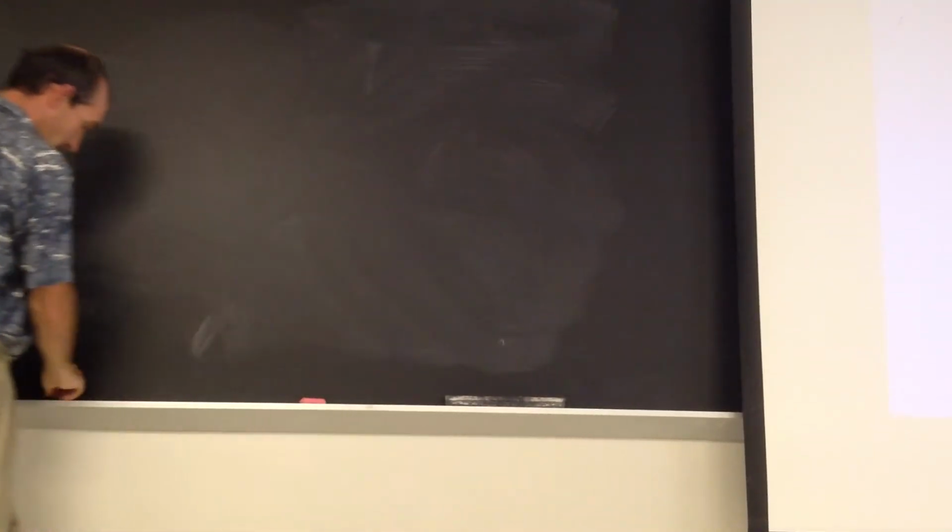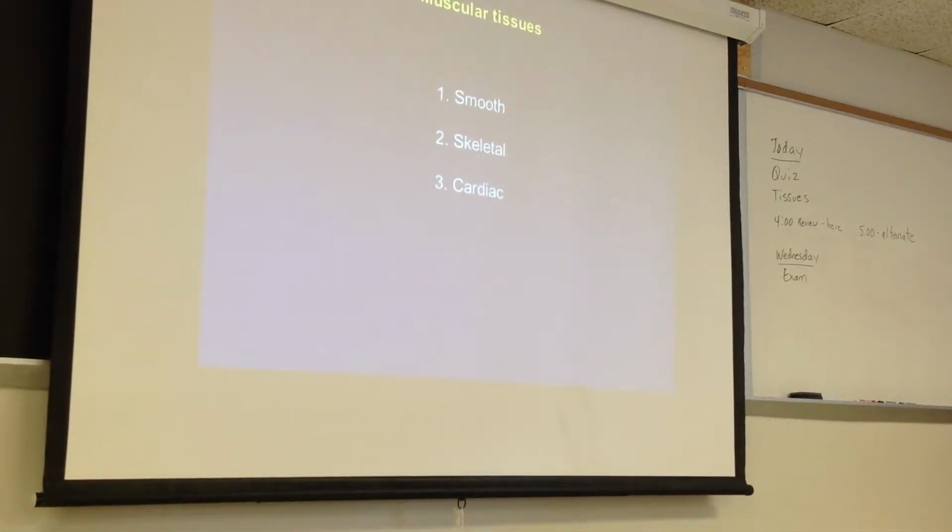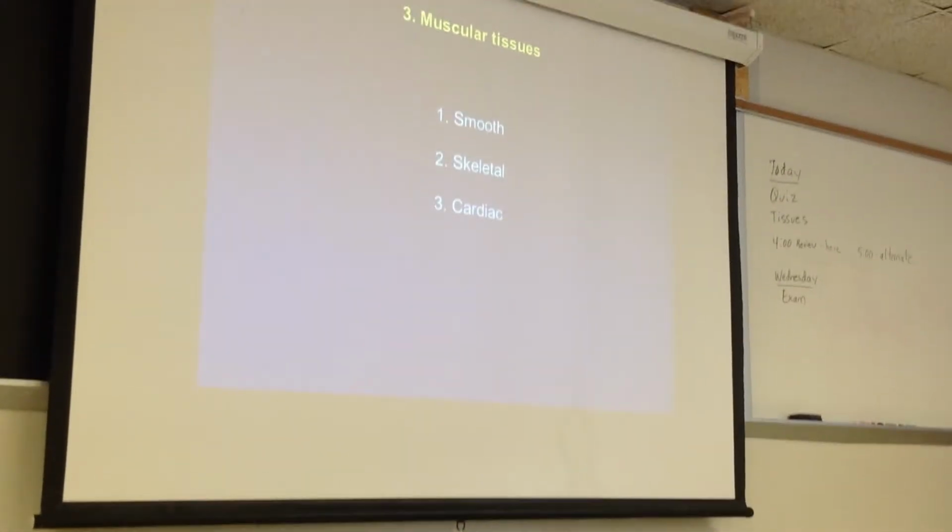Four tissues left. Three of them are muscle, then just one tissue in the general nervous category. Muscular tissue, we recognize three kinds of muscle tissue. The cells have different shapes.